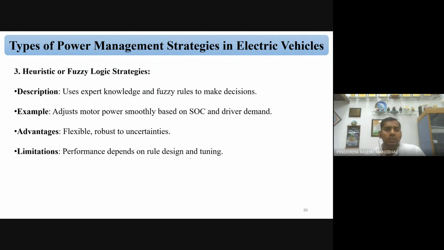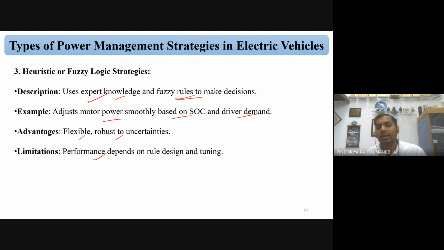Fuzzy logic uses expert knowledge and fuzzy rules to make the decision. As I said in the previous slide, in tabular form, based on your expert knowledge and fuzzy rule base, we have to take the decision. Maybe yes, maybe no. Correct. Adjust the motor power smoothly based on the SOC and driver demand. Advantage: flexible, robust to uncertainty. But limitations: performance depends on the rule design and tuning.